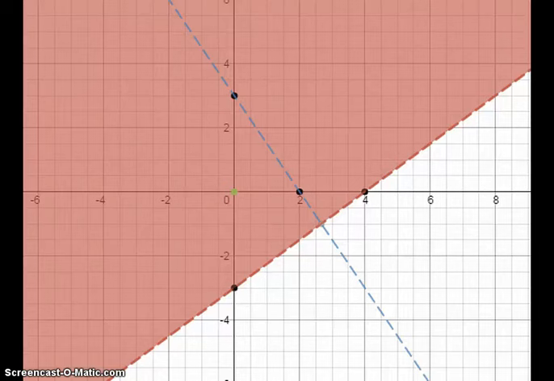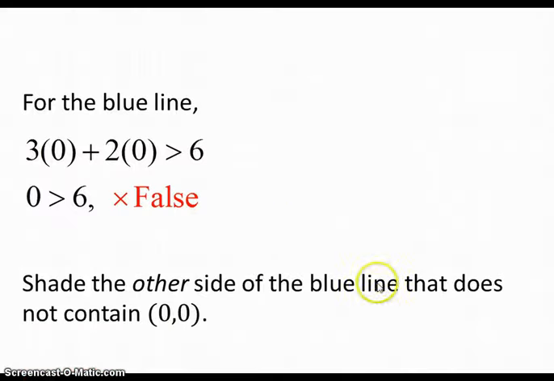So I'll go ahead and do that. There we go. Now I want to ignore the red line and the red shaded area and do the same thing for the blue line. So I will go ahead and plug in (0, 0) for my blue line and figure out which side of that line I want to shade. For the blue line, I plug in (0, 0), I get 0 is greater than 6, and that is false because 0 is not greater than 6. So for the blue line, I want to shade the other side that does not contain (0, 0), because the half plane that does not contain (0, 0) will therefore be the side that contains the solutions.